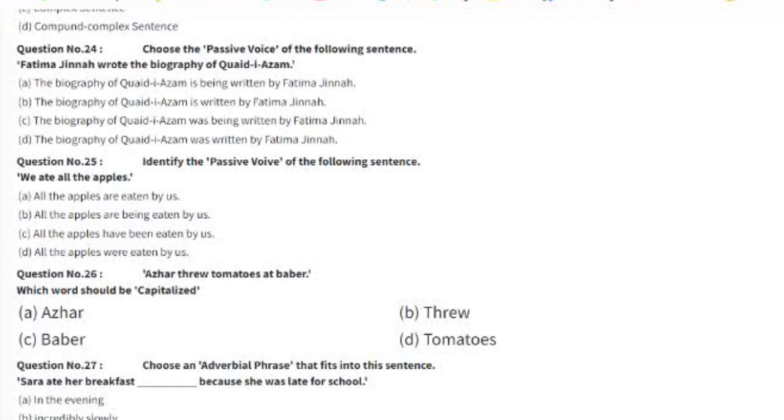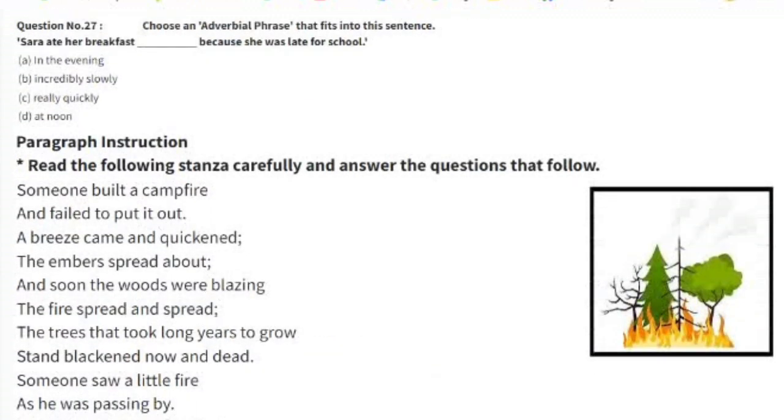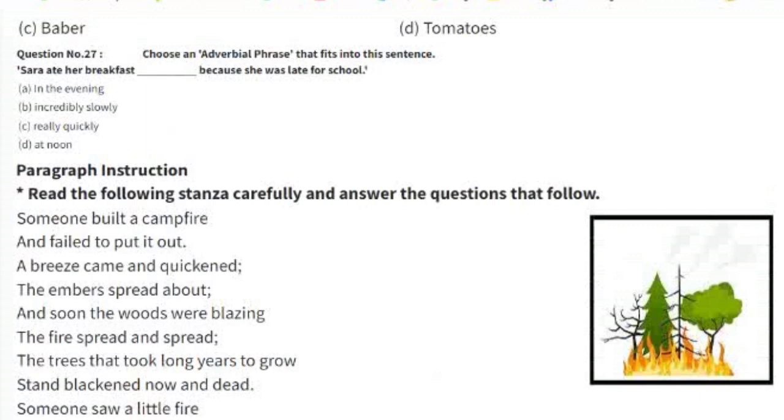Question number 26, Azhar threw tomatoes at Babur. Which word should be capitalized? The right answer is C, Babur. Question number 27, choose an adverbial phrase that fits into this sentence. Sarah ate her breakfast dash because she was late for school. The right answer is C, really quickly.